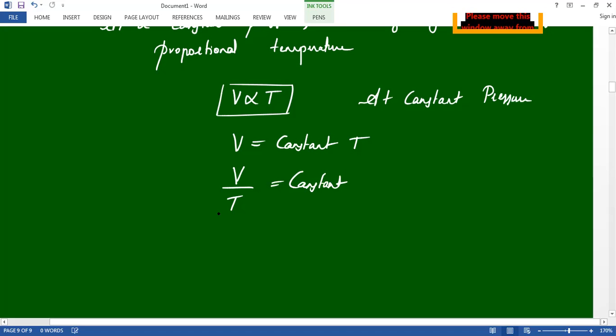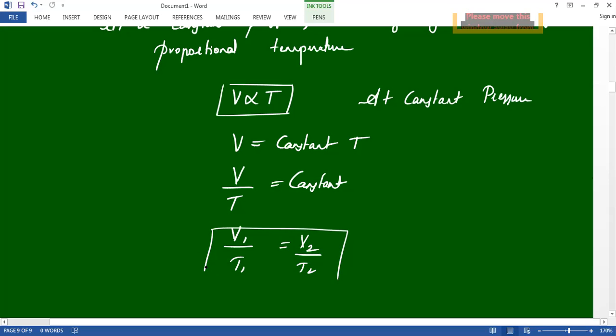Or if two sets of volume and temperature are given, we can apply V1 by T1 is equal to V2 by T2. This is another formula which can be applied on the basis of Charles law. So this is the formula, and we'll draw the graph of this.